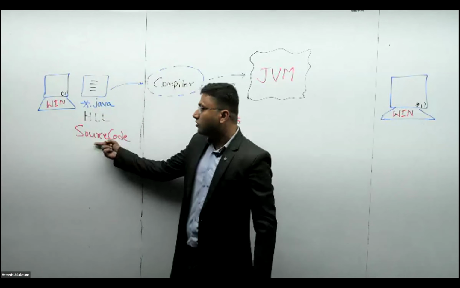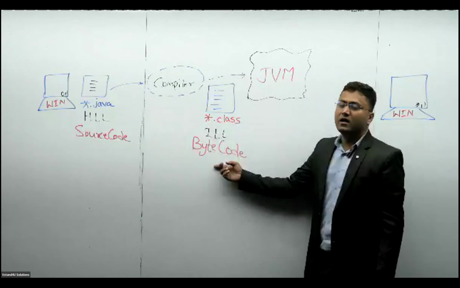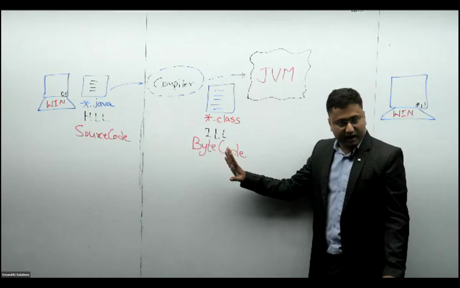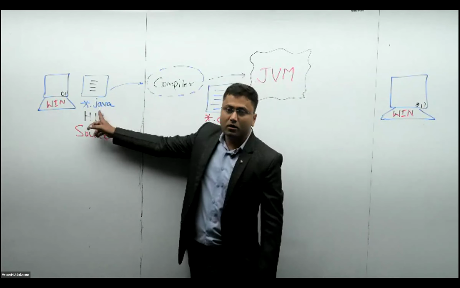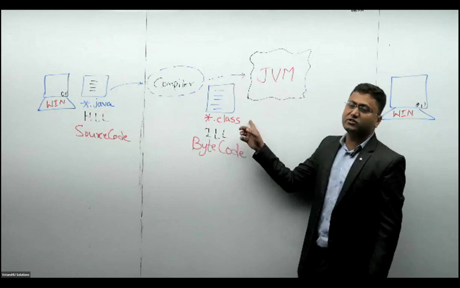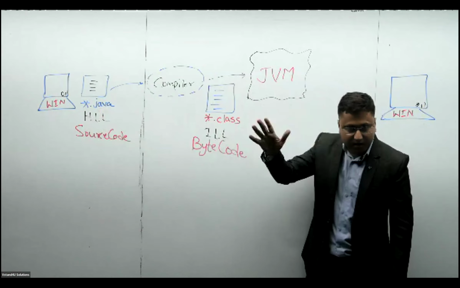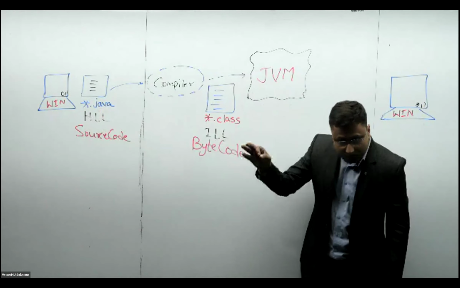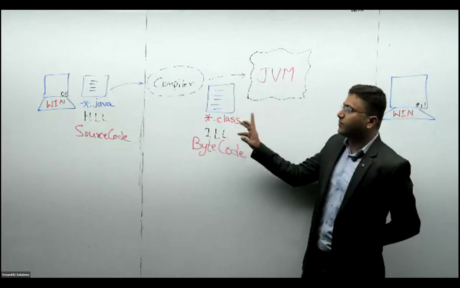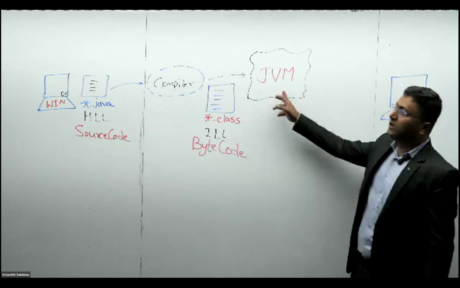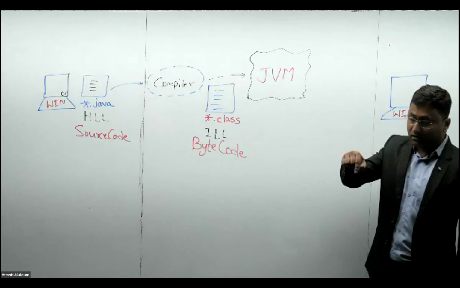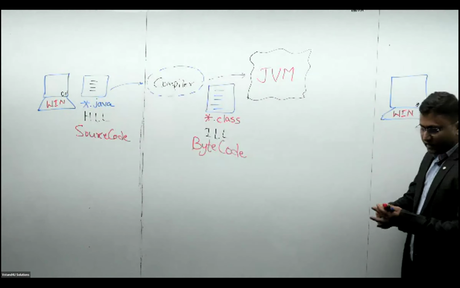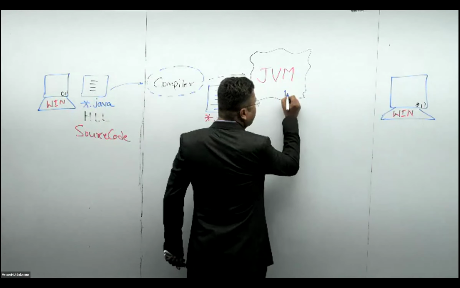I repeat, Java reads the high level language code and converts it into intermediate level language code. Earlier it was source code, now it became bytecode. Agree? Am I clear? The extension of source code was .java. Now the bytecode extension is .class. Am I clear? 100%? Okay, sir. Now this bytecode will be given as input to the JVM. If your operating system is Windows, then use the Windows JVM.